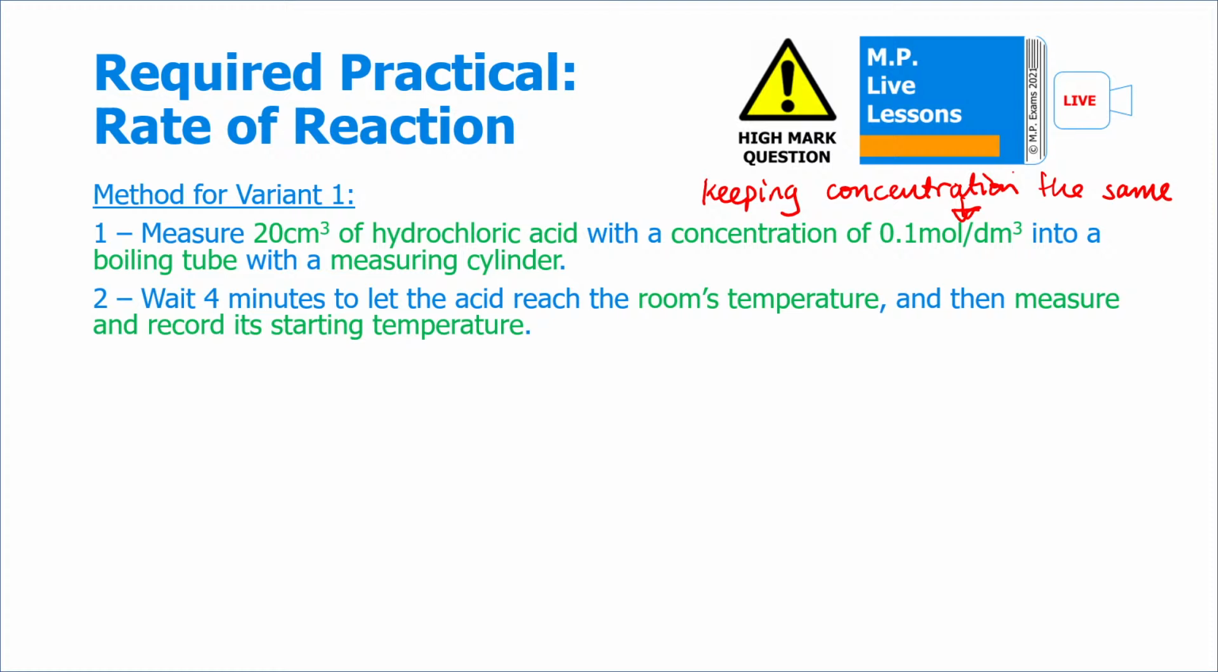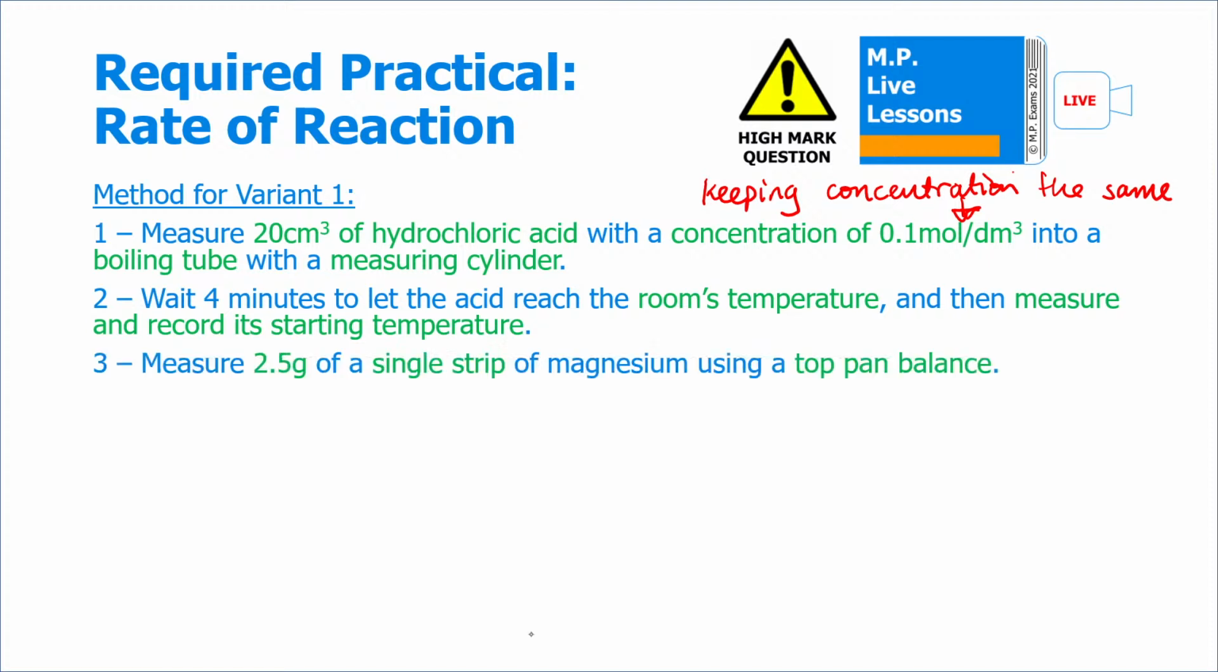Then we measure and record its starting temperature, just to check it's the same temperature each time. Let's say 20 degrees or 22. Now, on the top pan balance, we're going to weigh out 2.5 grams of a single strip of magnesium. And in each experiment, we're just going to use the same again. So the surface area is going to be the same.